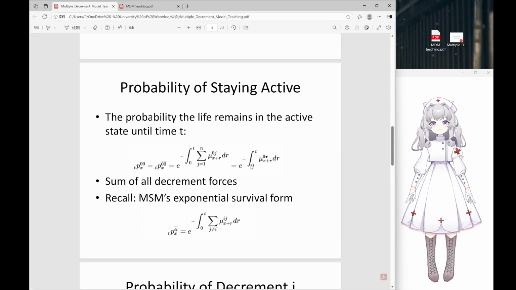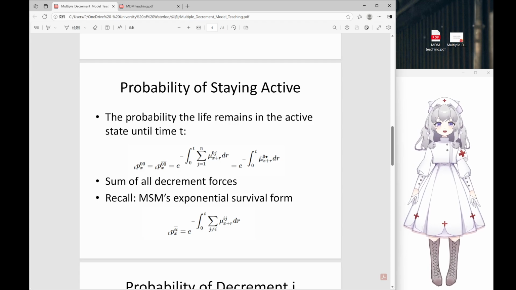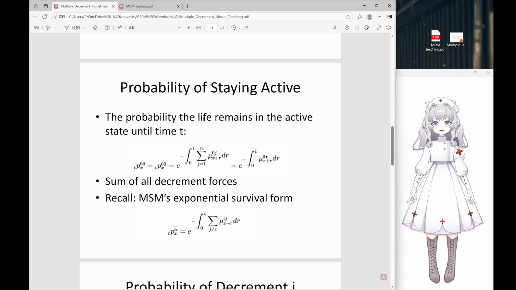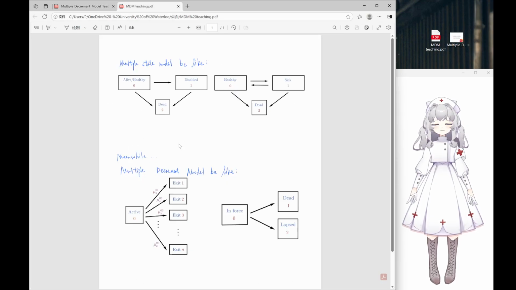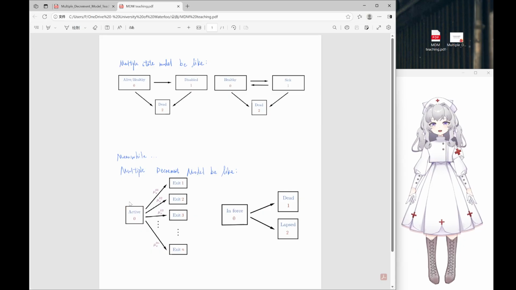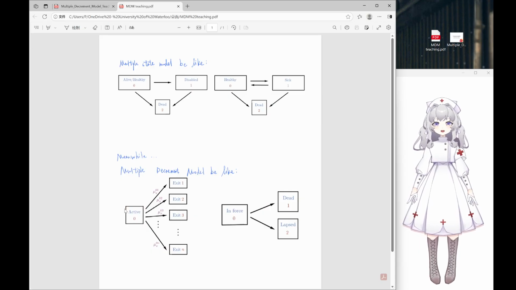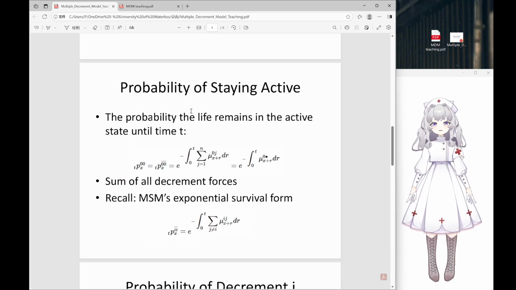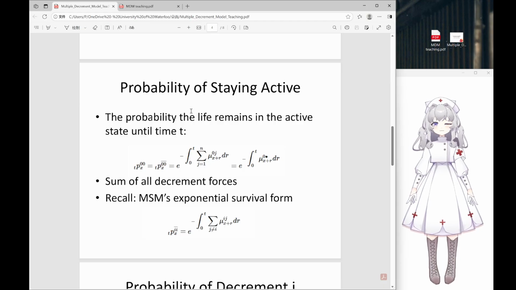Let's now introduce three very useful formulas. The first one is the probability of staying active, which is the probability of staying in this state. We have to calculate it because most of the time, if we are in this state, we will be receiving premiums, which is very good for us. So we need to calculate it for future calculations of EPV and so on.